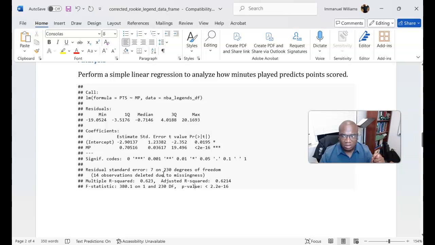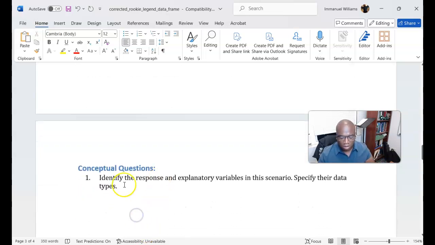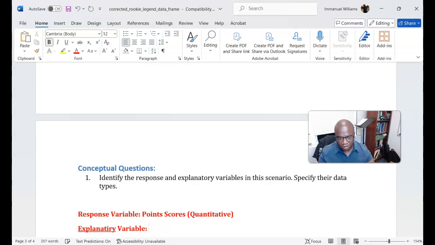So that is that. Let's answer some questions. I'm going to put this in red. The response variable is what did we say earlier? Points scored, which is quantitative. And the explanatory variable is going to be what? Minutes played, which is also quantitative.